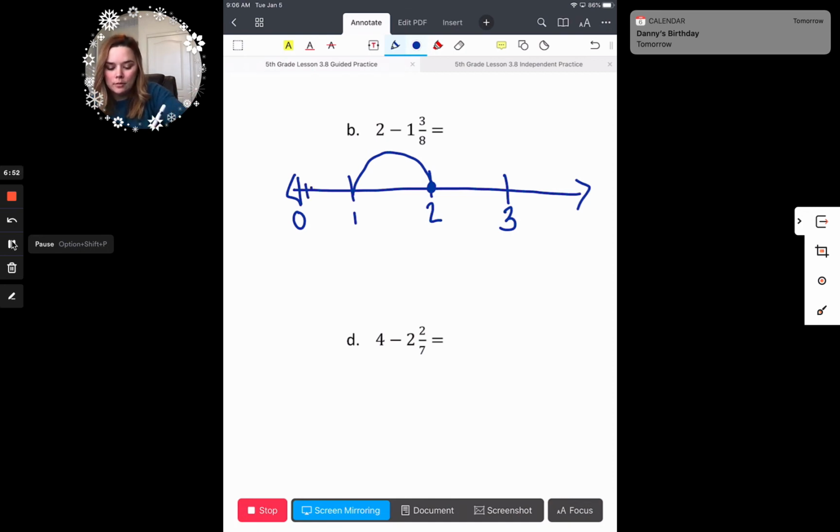So we have 1, 2, 3, 4, 5, 6, 7, and the big spot is our 8. So then we're going to go back 3/8, so 3 little spaces. So 1, 2, 3. So that spot is going to be our 5/8. So 2 minus 1 3/8 is equal to 5/8.